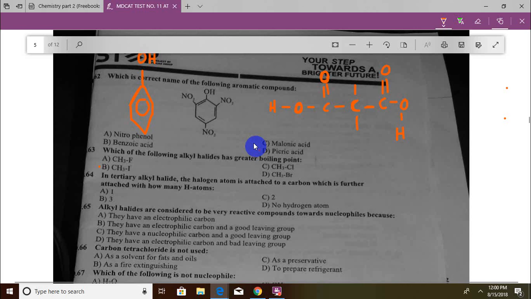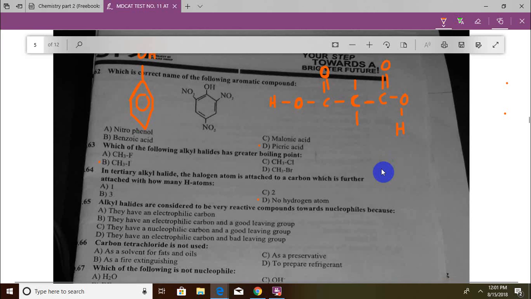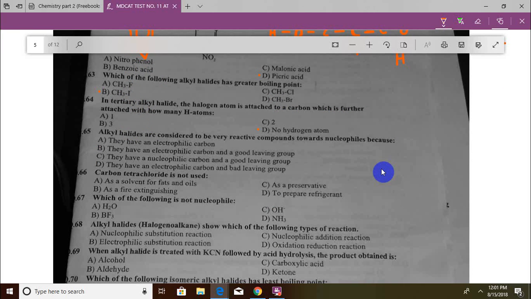In a tertiary alkyl halide, the halogen atom is attached to a carbon which is further attached to how many H atoms? This is easy. It is not attached to any hydrogen atom. So the alkyl halides are considered to be very reactive compounds towards nucleophiles because of what reason?